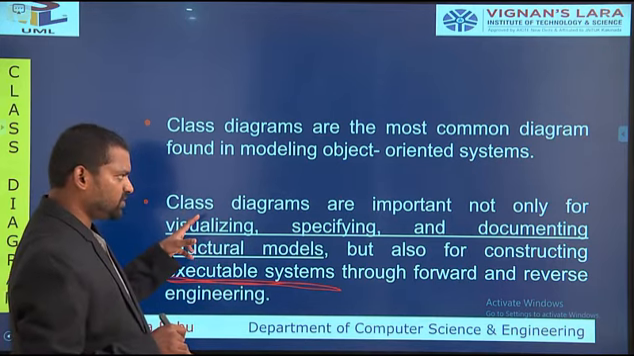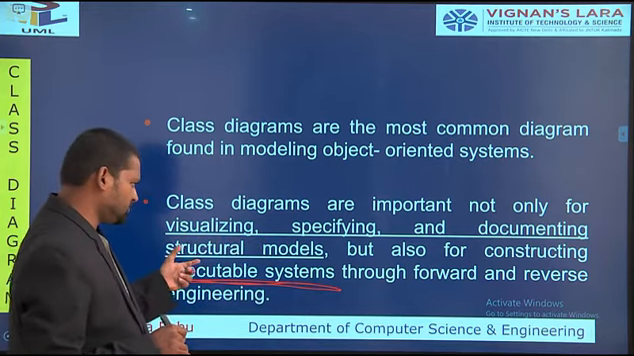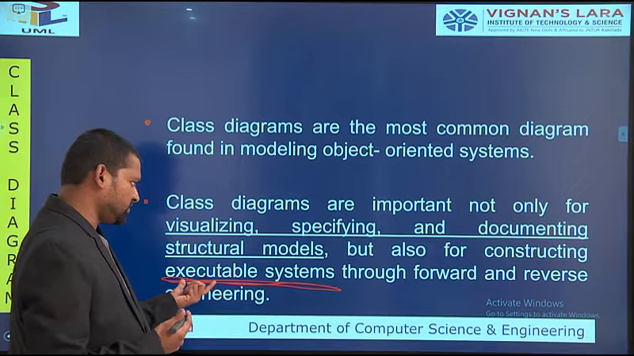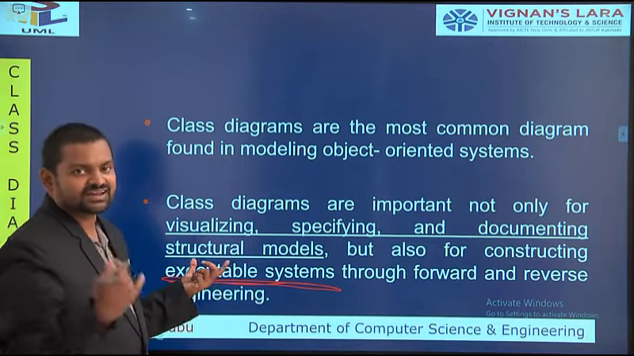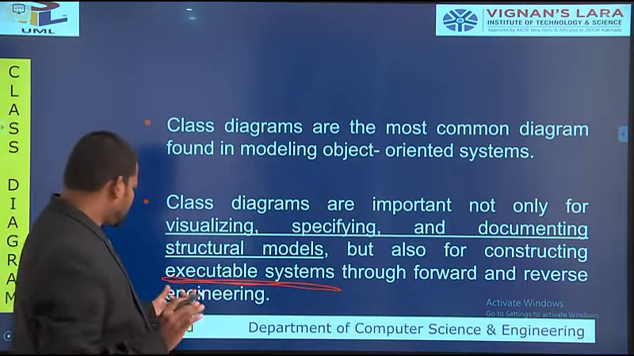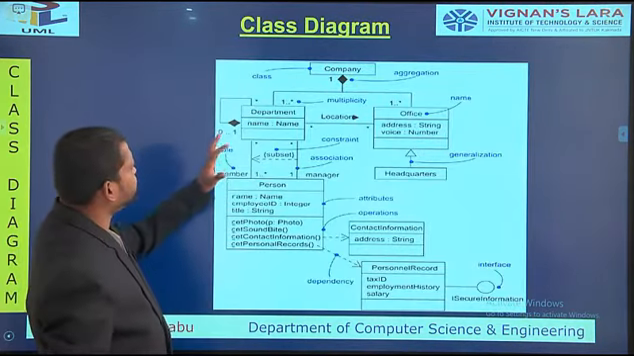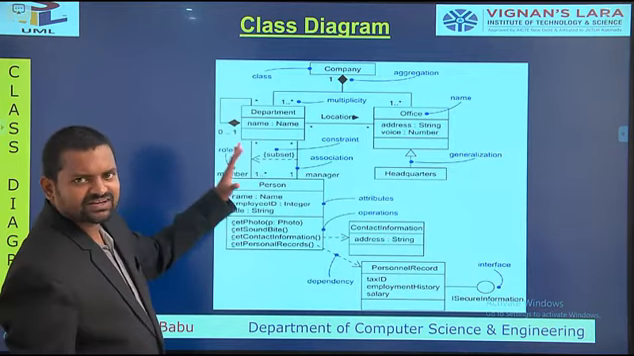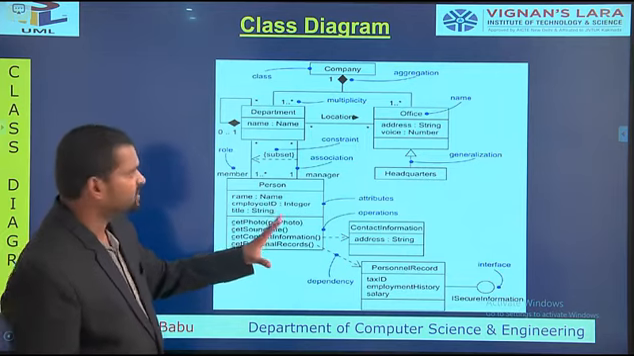Class diagrams are important not only for visualizing, specifying and documenting structural models, but are also useful for executable systems with the help of forward engineering and also reverse engineering. Okay, so this kind of class diagram is available. Here is an example of a class diagram.